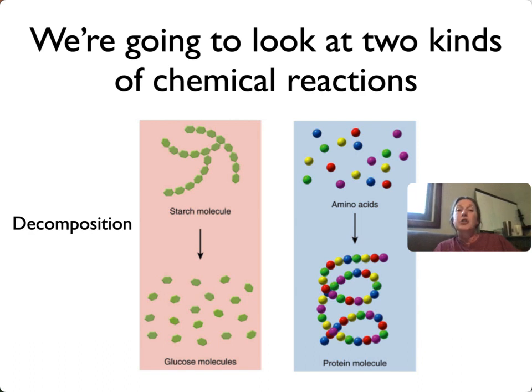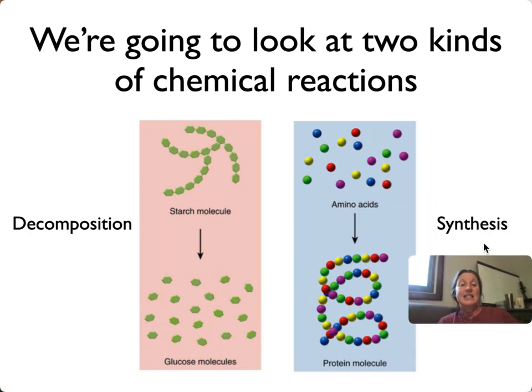So, there are two types of chemical reactions we're going to look at. When we have a polymer or a large molecule that gets broken down into smaller subunits, our monomers, this is called decomposition. When we have a bunch of monomers that we put together to make a polymer, this is called synthesis. Synthesis means to make.